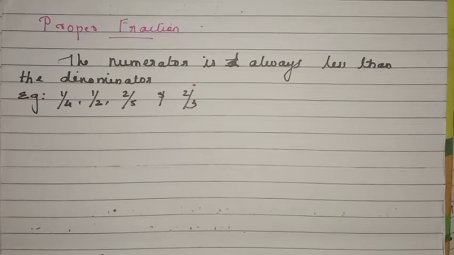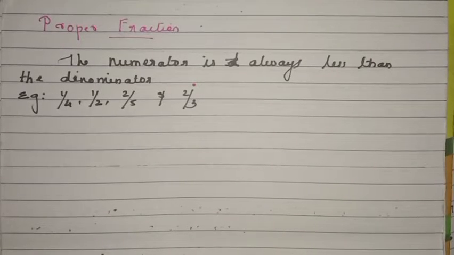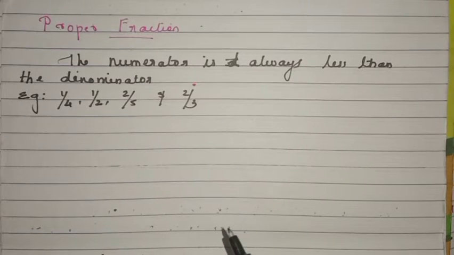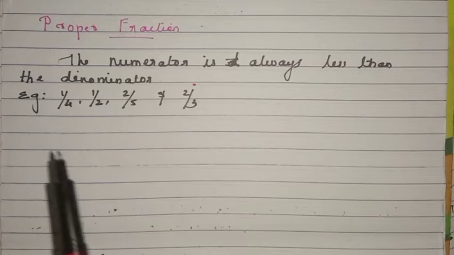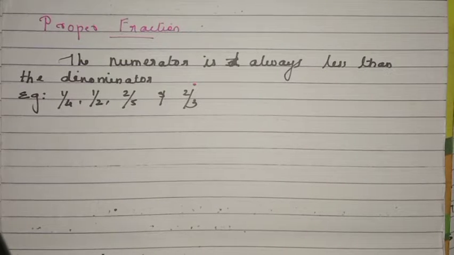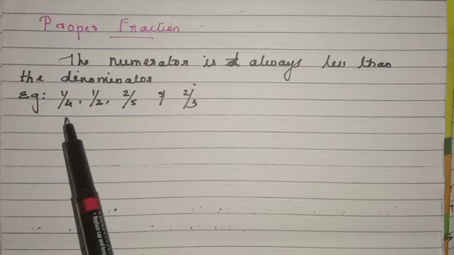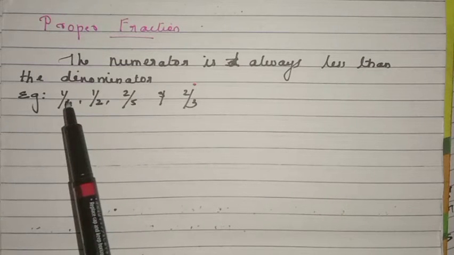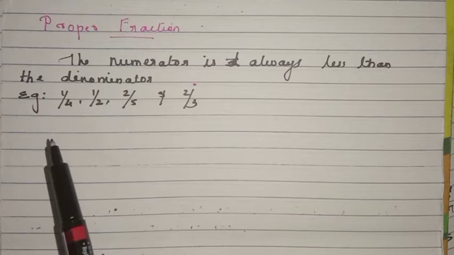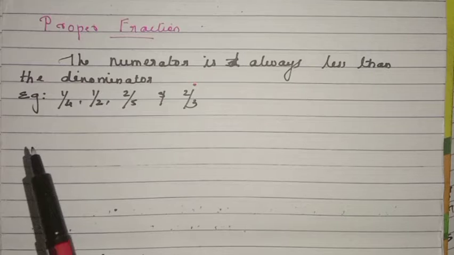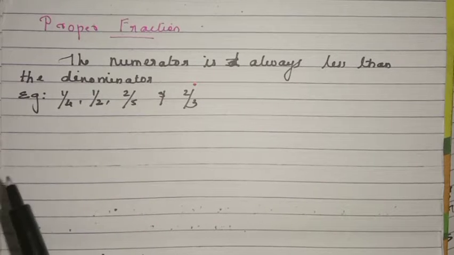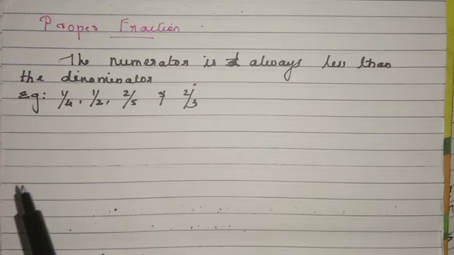Okay. Next one, proper fraction. In a proper fraction, the numerator is always less than the denominator. So which is the numerator? 1 is the numerator and 4 is the denominator. So in a proper fraction, the numerator is less than the denominator. That is, the numerator will be the smaller number and the denominator will be the bigger number. Such fractions are called proper fractions. The numerator is always less than the denominator. Such fractions are called proper fractions.